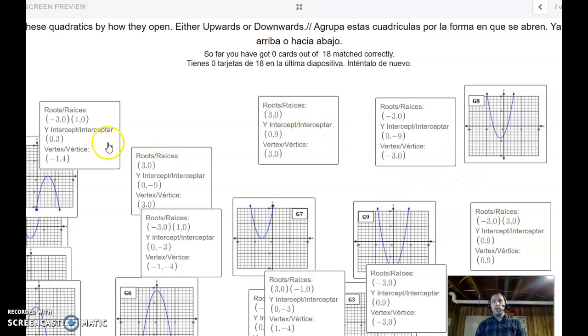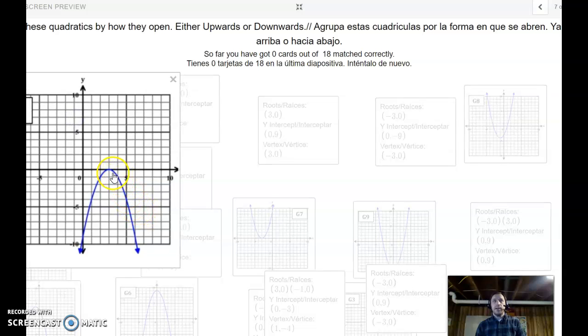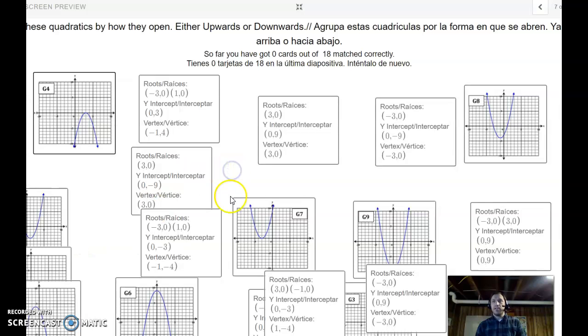So what you want to do is you want to find a graph, look at it. All right, it looks like the vertex is at (3, 0). That's also its root, right? So the vertex and the roots are the same on this one. So (3, 0), and the y-intercept is (0, -9). So I'm looking for (3, 0) for the root.